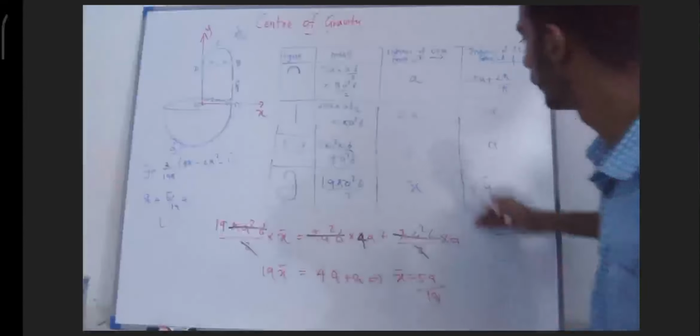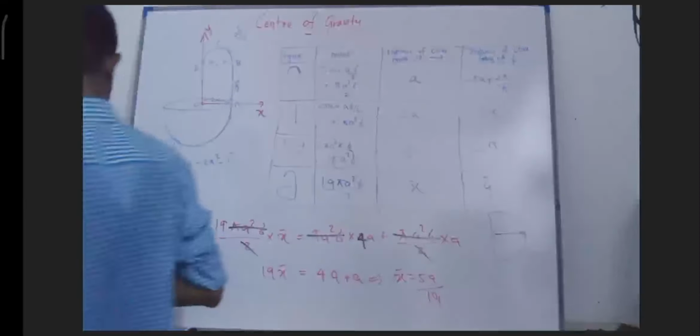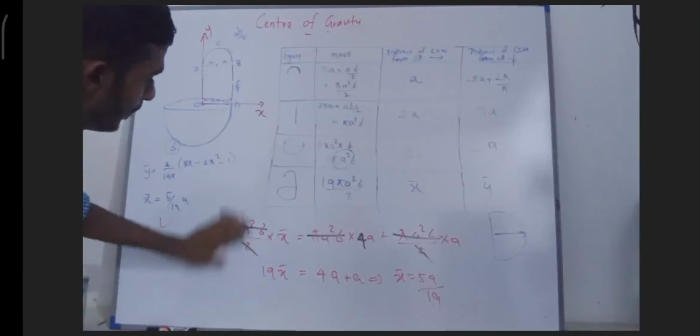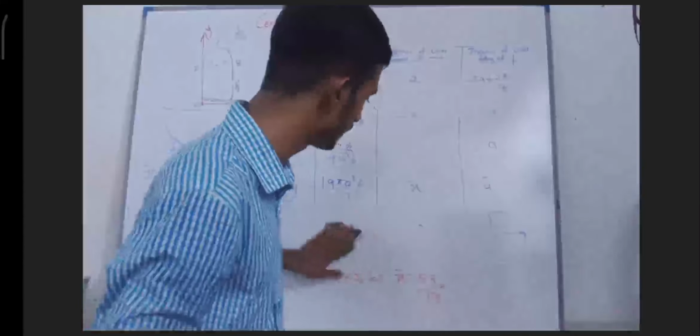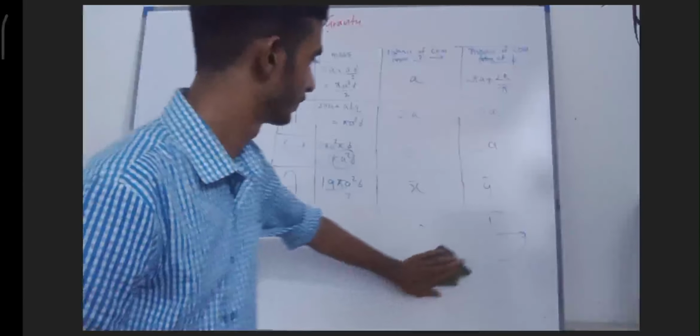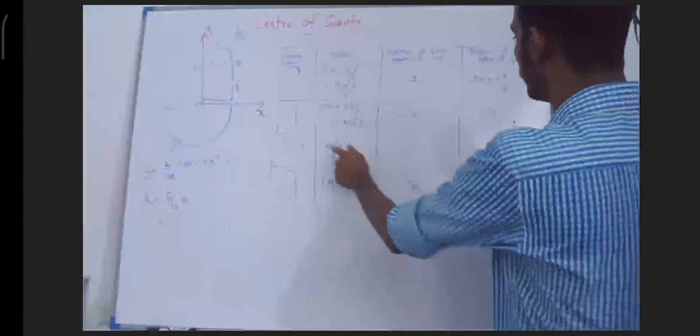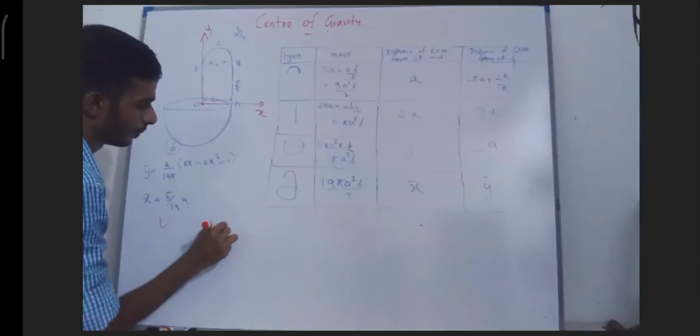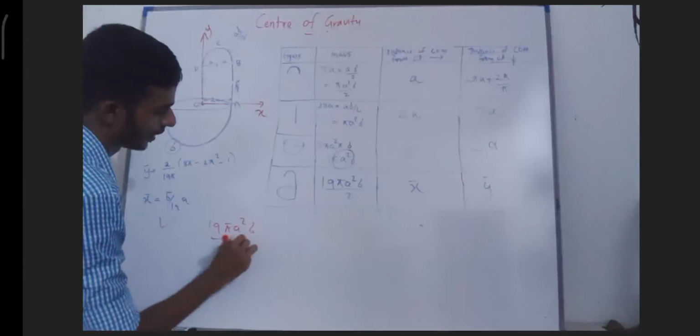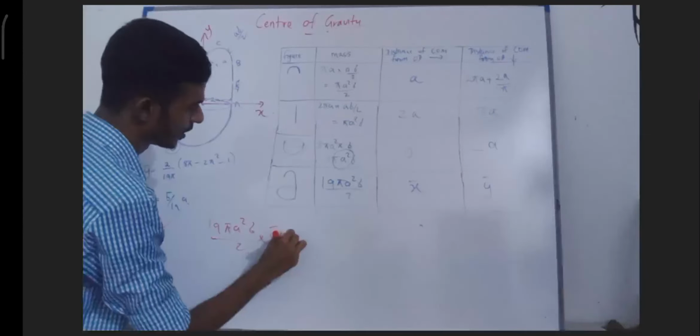Now I have to do the same thing for this one also. So let me erase this one. Since I am uploading the videos on YouTube, you can pause the video and write down. Now here again, this into this is equal to this into this plus this into this plus this into this, that's all. So 19 pi a square sigma by 2 into y bar is equal to this into this.